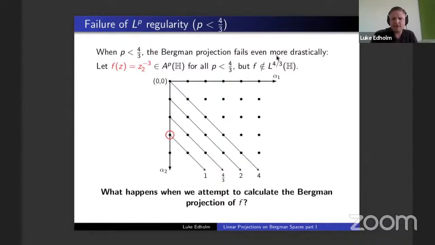When P is less than 4/3, the boundedness of the Bergman projection fails even more drastically than it did for the upper interval here. So let's say that we take this function here, 1 over Z2 cubed, which corresponds to this dot circled in red. As I said, it's L1. In fact, it's LP for all P up to, but not including 4/3. So what happens if we try to take the Bergman projection of this thing?